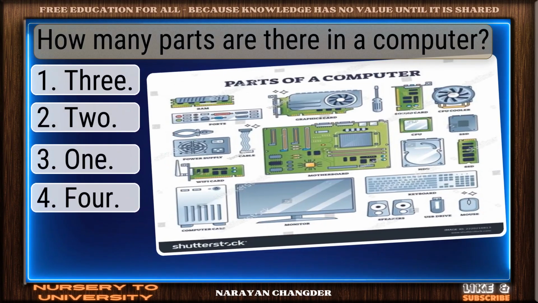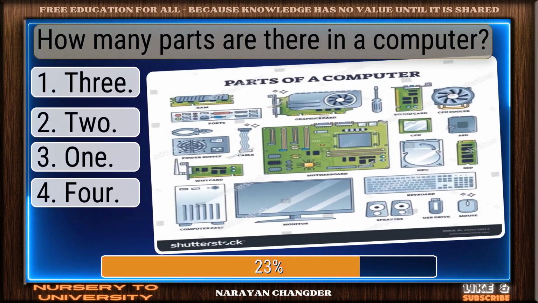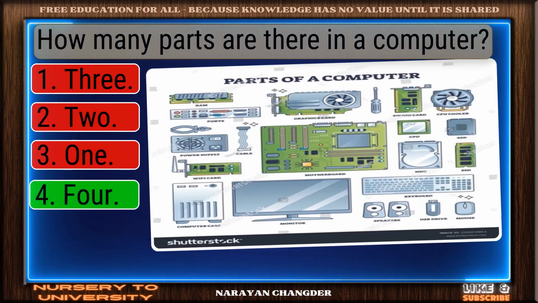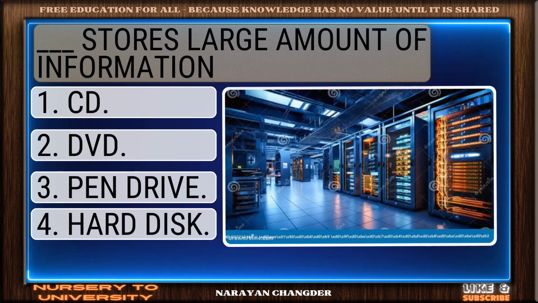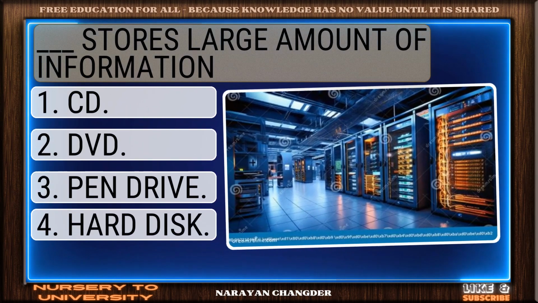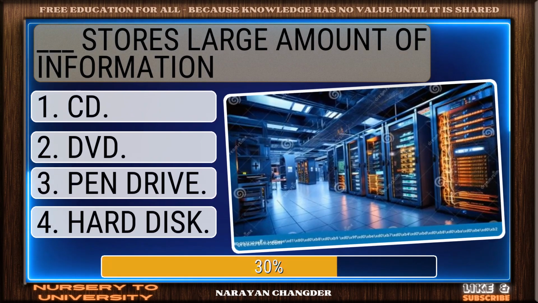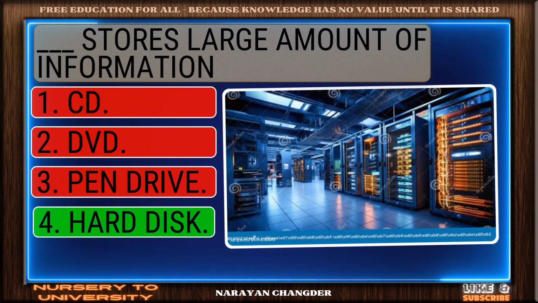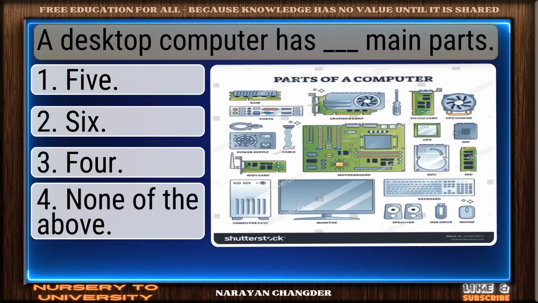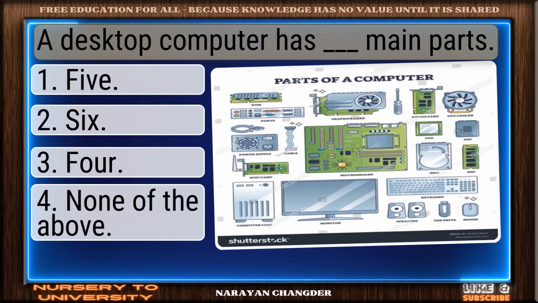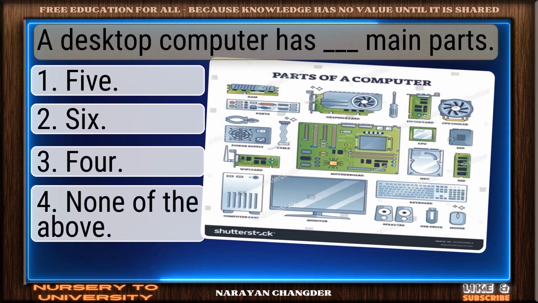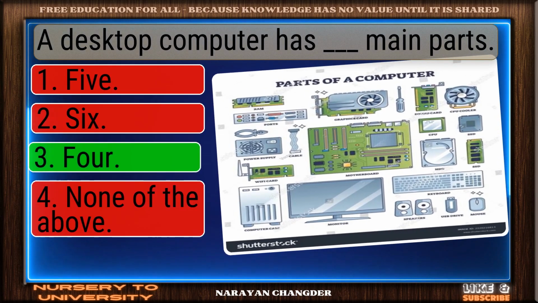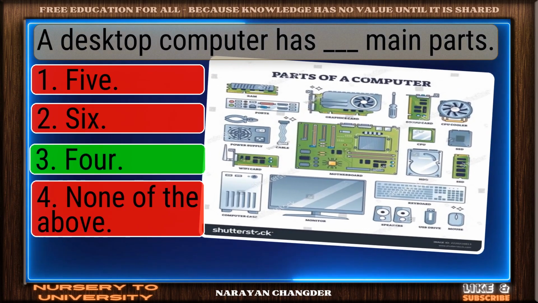How many parts are there in a computer? On track. 4 is the correct answer. Dash stores large amount of information. Smart pick. Hard disk is the correct choice. A desktop computer has dash main parts. Perfect. 4 is the correct choice.